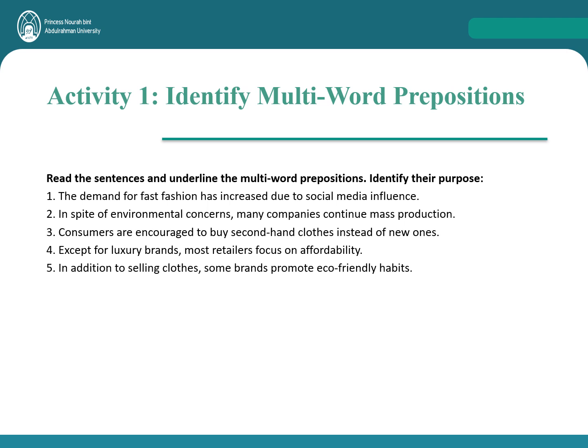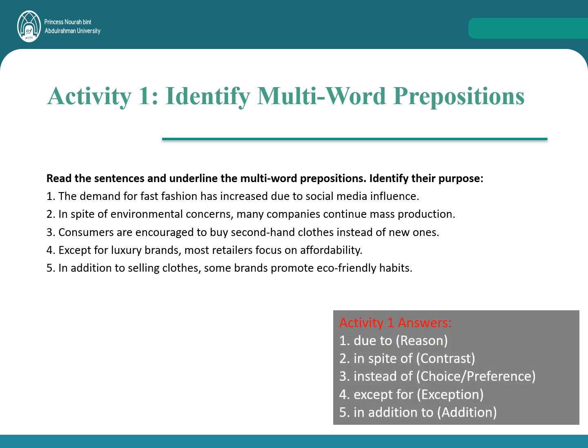Alright, let's look at the answers. Number 1 is due to, which is a reason. In spite of is for contrast. Instead of, here it's a choice or a preference. Except for is an exception, and in addition to is adding something, or addition.